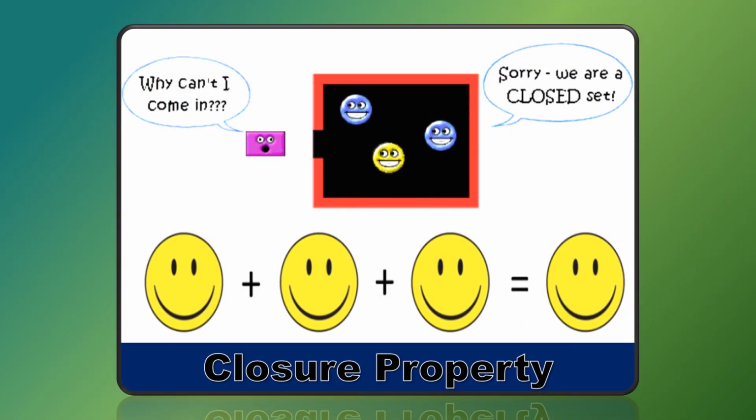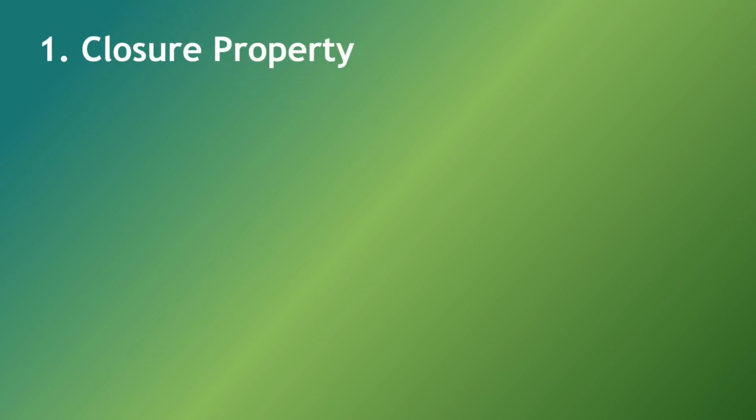First is the closure property. As you can see, dito sa ating picture, meron tayong smileys. So, sinasabi lang dito na smiley plus smiley plus smiley is equal to a smiley. So, ano nga bang ibig sabihin ng closure property? Closure property. So, meron tayong dalawang uri ng closure property.